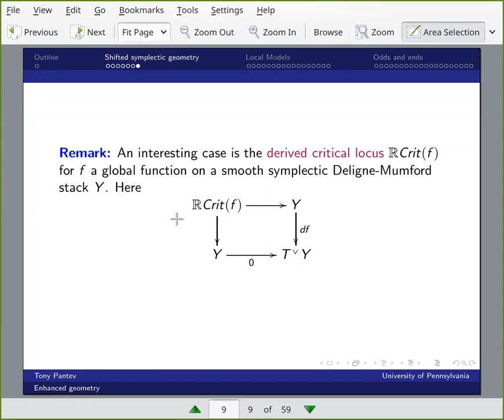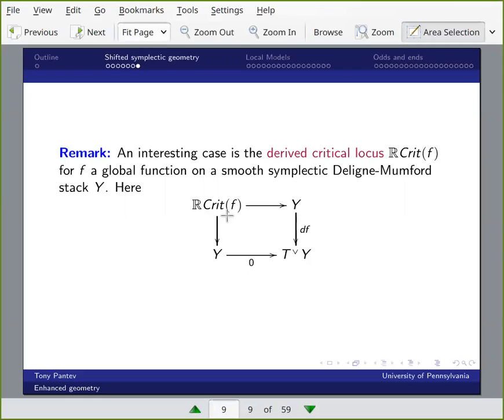And this is now symplectic because it's the intersection of two Lagrangians. These both are Lagrangian sections in the cotangent bundle, and it's a -1 shifted symplectic space. So the derived critical locus of a function always carries a -1 shifted symplectic structure. And the derived critical locus of an n-shifted function will carry an n-1 shifted symplectic structure.